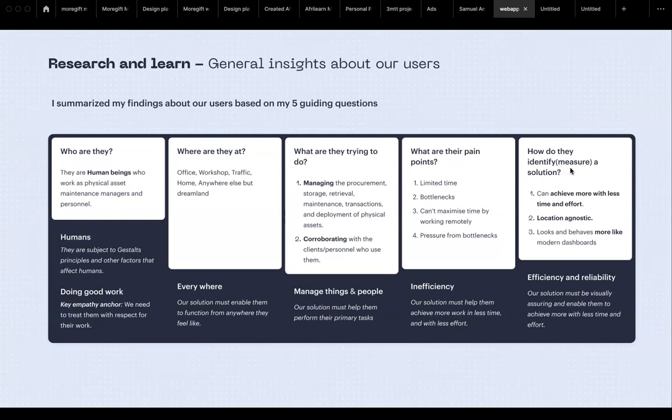So how do they identify and measure a solution? The solution has to be able to achieve more with less time and effort. It has to be location agnostic, able to work anywhere. And it has to look like everything that they already know about. So efficiency and reliability. Our solution must be visually assuring and enable them to achieve more with less time and effort.